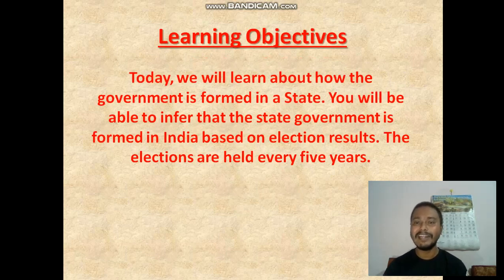So these are our learning objectives, or lesson objectives. What are we going to learn from this topic, especially what you're going to study? Under this, we're going to learn how a state government is formed, and how the state government is formed in India based on election results. And of course, you're going to know that elections are held after every 5 years. So these are our learning goals. So let's see how we learn all this.